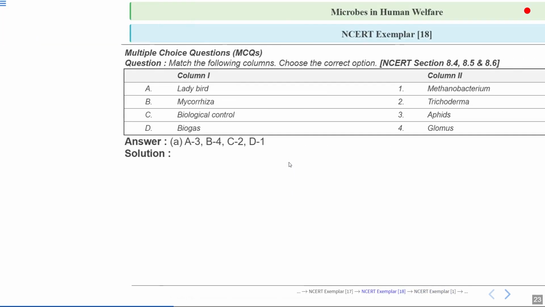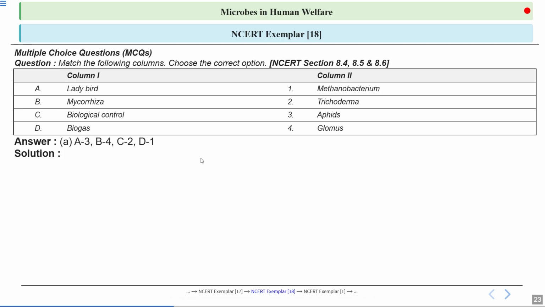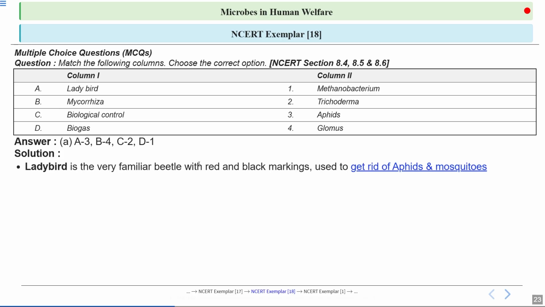Let's have a look at the answer. See, option number A is the correct answer here. Okay, let's have a look at the explanation. See, ladybird is a very familiar beetle with red and black markings, and it's used to get rid of aphids. So ladybird is like a natural pest controller. It's controlling the population of aphids and mosquitoes. So A should be 3.